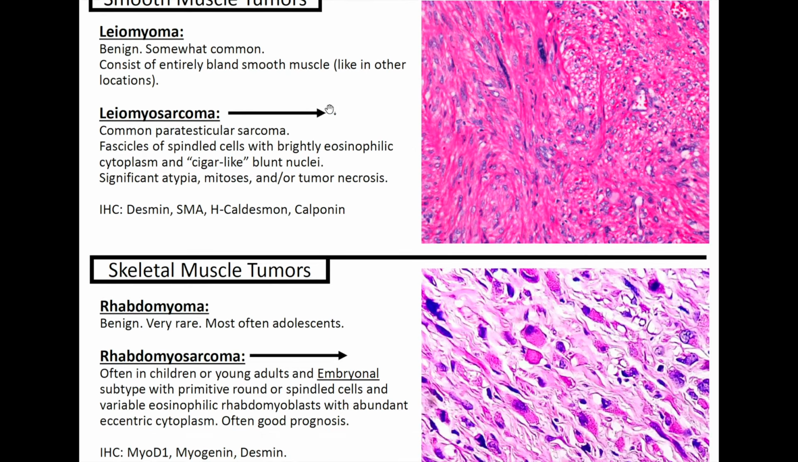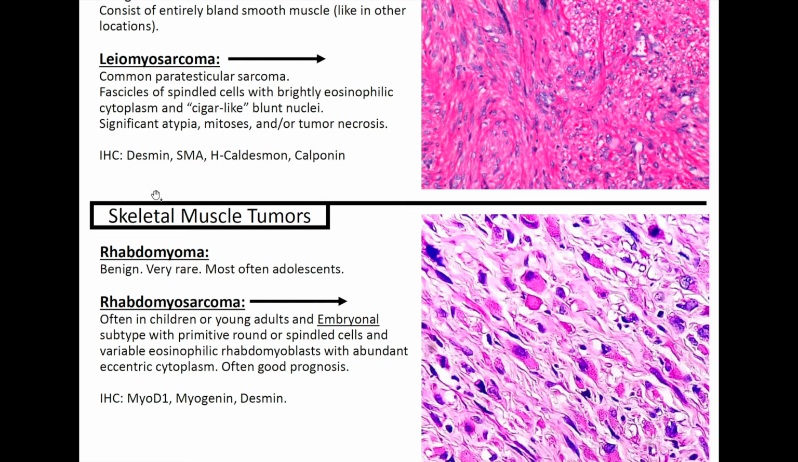Also, you can think about smooth muscle tumors like leiomyoma. These are benign, somewhat common. They consist of entirely bland smooth muscle, like in other locations, classically the uterus. You can also have leiomyosarcoma, which is a common paratesticular sarcoma with fascicles of spindled cells with brightly eosinophilic cytoplasm and cigar-like blunt nuclei. In a leiomyosarcoma, you're going to have significant atypia, mitoses, and/or tumor necrosis. For IHC, it's going to stain for desmin, SMA, h-caldesmon, and calponin.